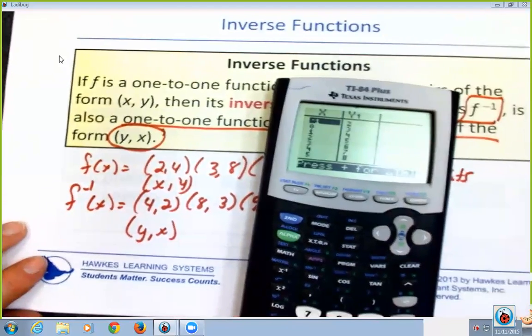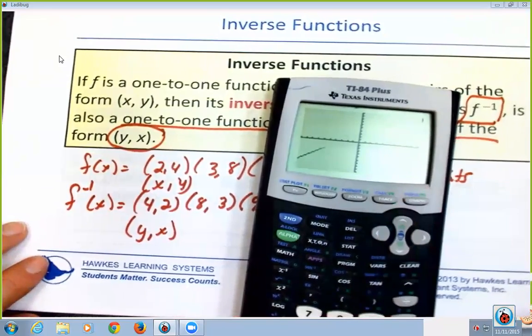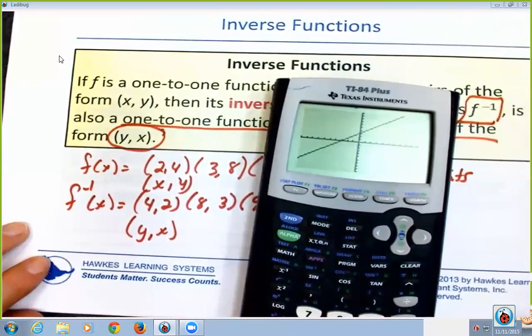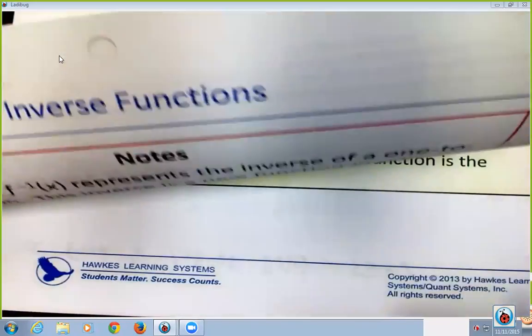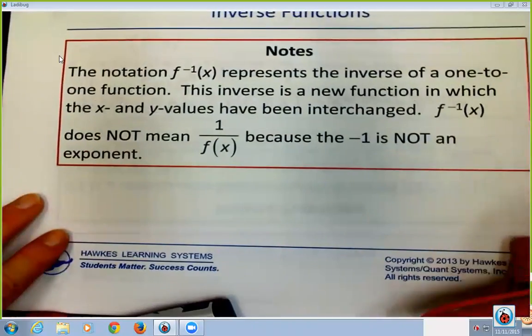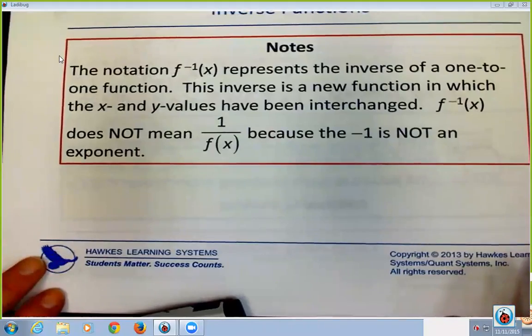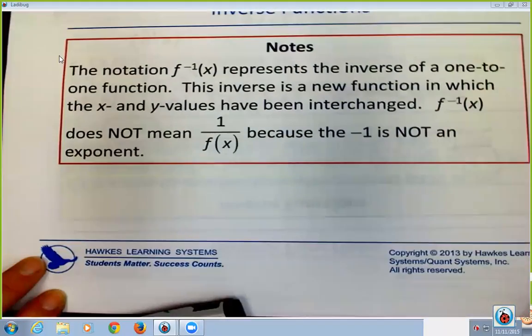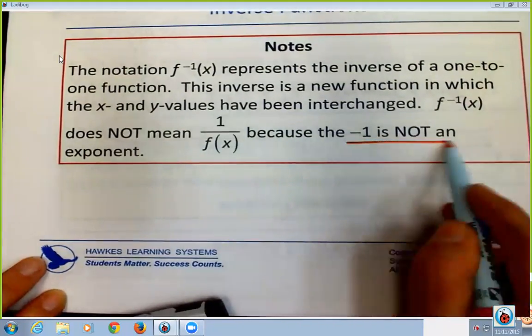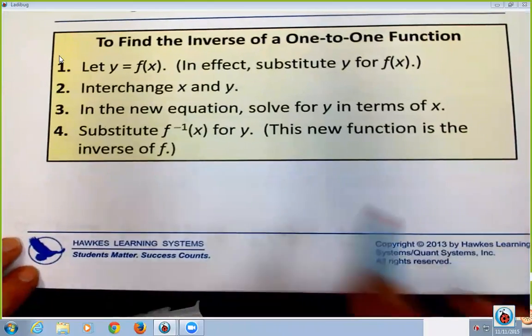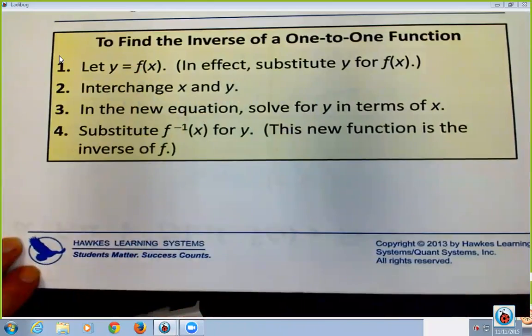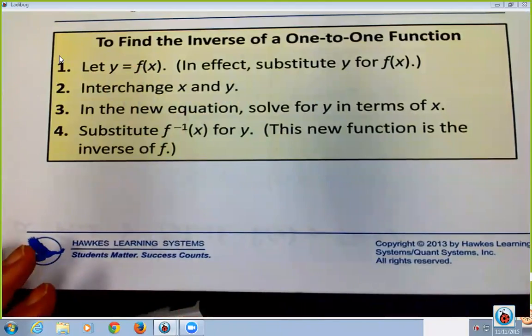So if I look at my graph of this one, that's my first graph. That's coming in as the normal graph. Continuing on here, this notation is just saying that it's not an exponent, so just remember that it's not an exponent. But if you're going to do an inverse, what we will do is let y equal f of x. So we're doing the same thing there.